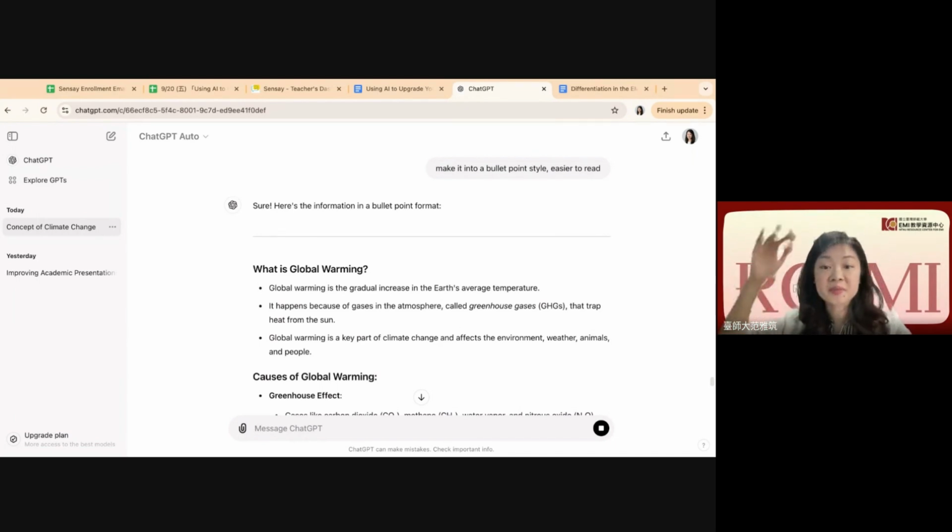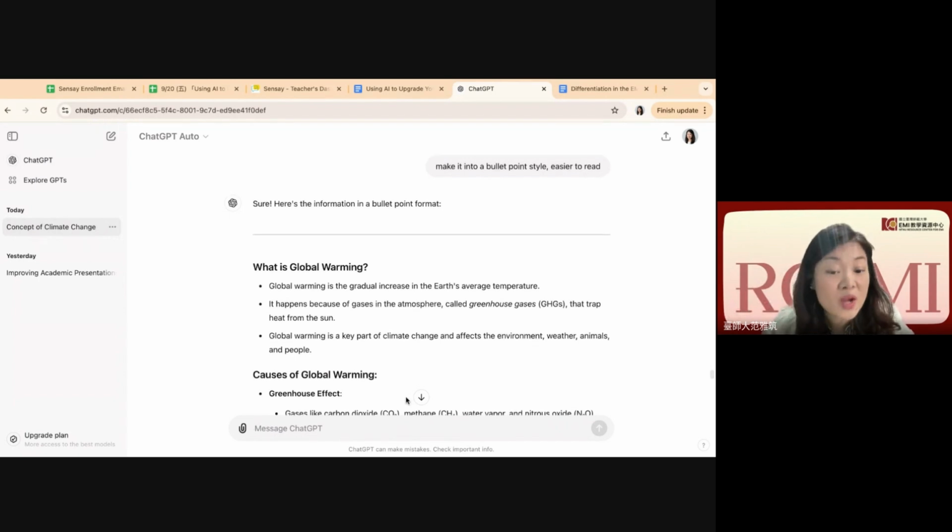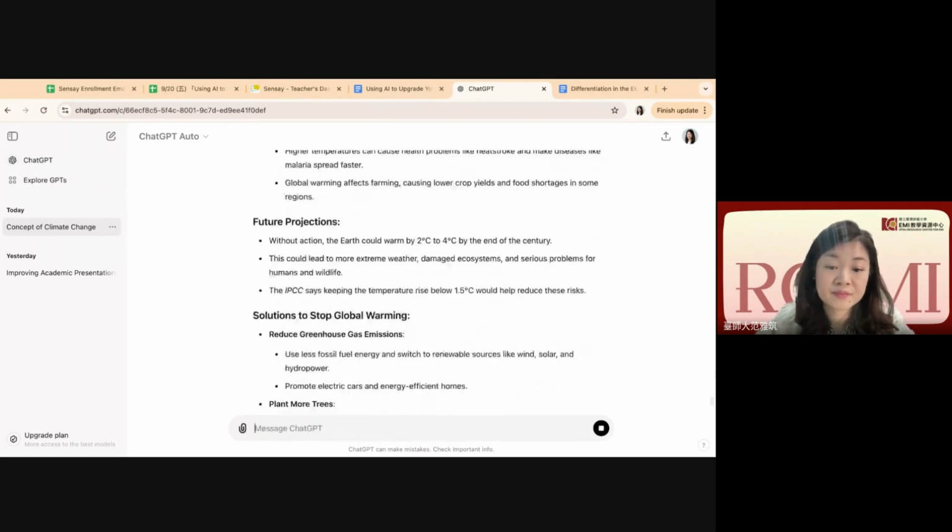So apart from different levels of writing, I also provide a way that the students can read with this bullet point style. Okay, that is something that you can do. And there's one more thing I would like to show you, which is the Cornell method. Okay, let's make this into a Cornell method note taking. Okay.